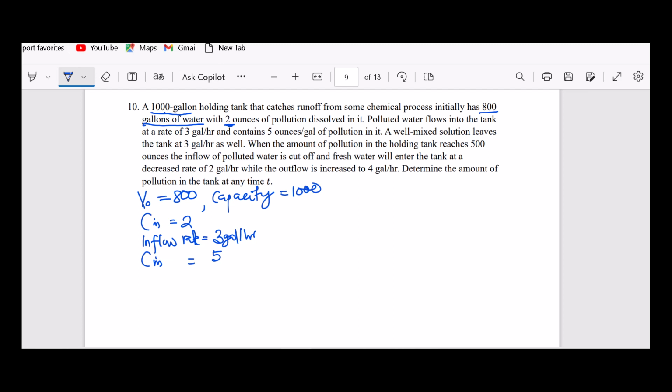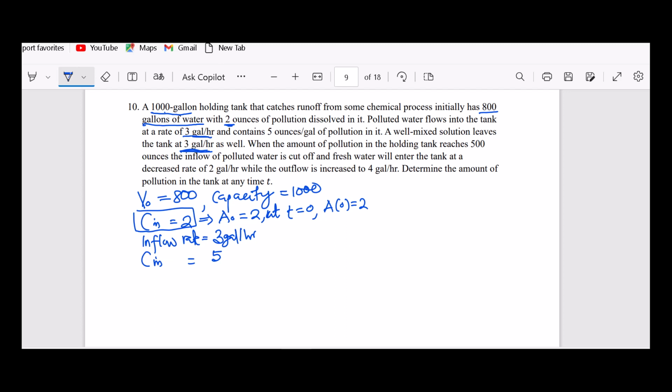Now, a well mixed solution leaves the tank at 3 gallons per hour. So what is entering is 3 gallons, and what is going out is also 3 gallons per hour. But this one here is the initial amount of substance in the tank. So we can say that A naught is equal to 2, or in other words, at t equals 0, the amount of substance will be equal to 2.